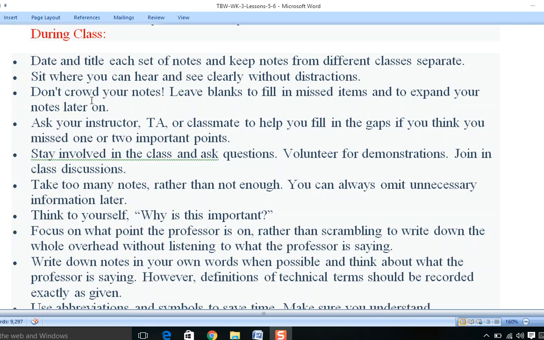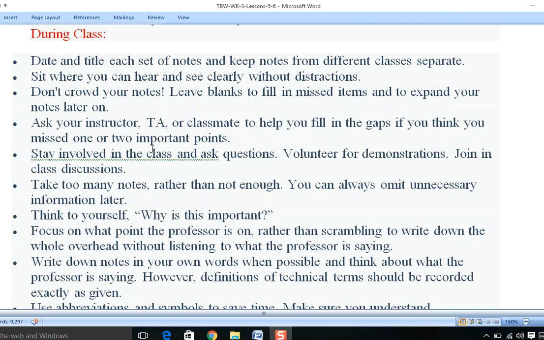Do not crowd your notes. Leave blanks to fill in missed items and expand your notes later on. Do not overcrowd your notes. If you have missed some concept, leave the space clear and jump onto the other concept and keep pace with the teacher. Later on, when you find time, take the notebook of another student or your fellow and write down those notes. Ask your instructor, TA or classmate to help you fill in the gaps if you think you missed 1 or 2 important points.